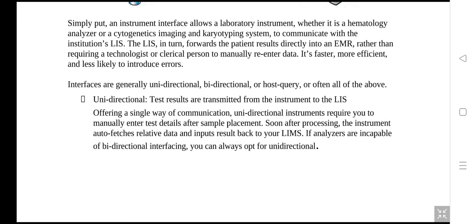Interfaces are generally unidirectional, bidirectional, or host query. So an interface can be any of those. It can be unidirectional, bidirectional, or host query.